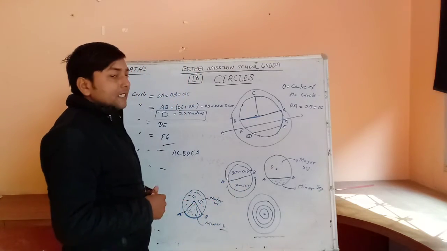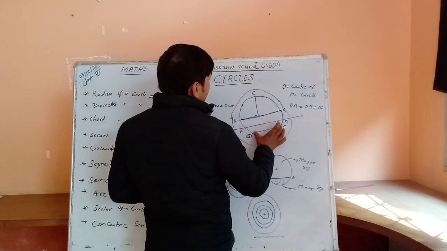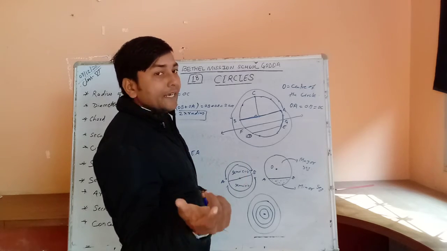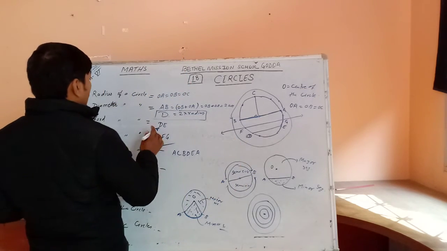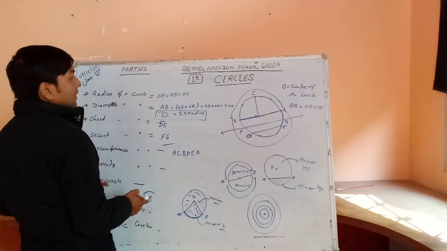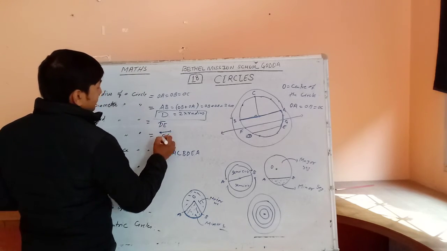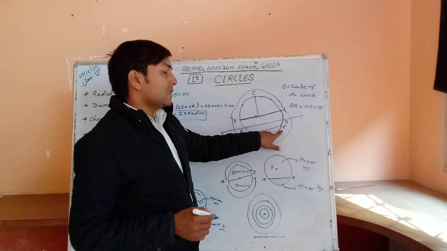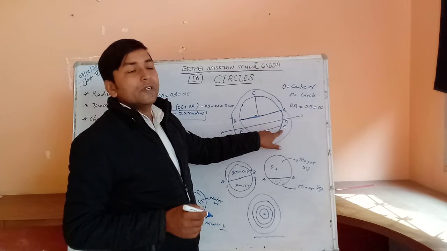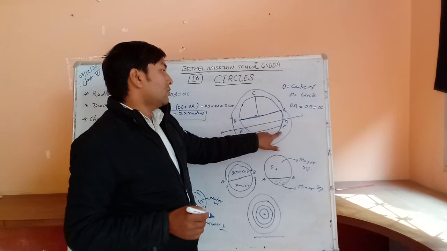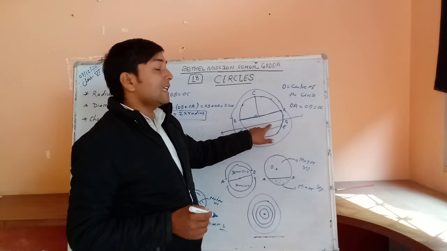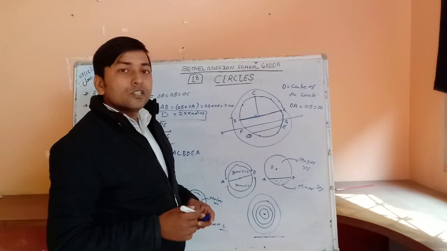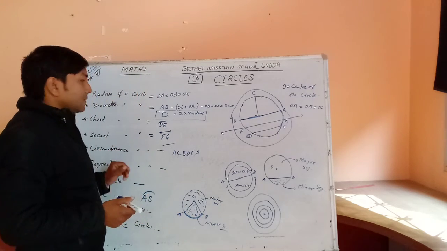And the chord, what is a chord? The line segment, not the line, the line segment, which touches the circle at two points and does not pass through the center is called a chord. DE is a chord, that is a line segment. This is the symbol of a line segment. And second, the line, this is the line symbol: the line which touches the circle at two points is called the secant of the circle.